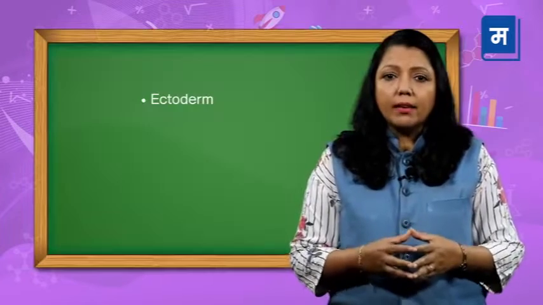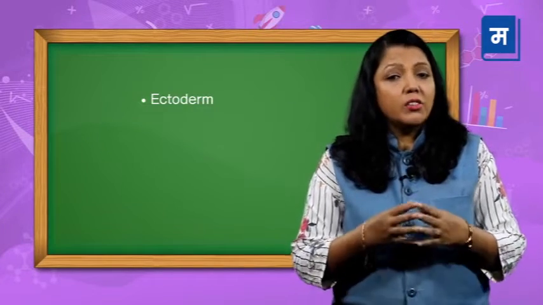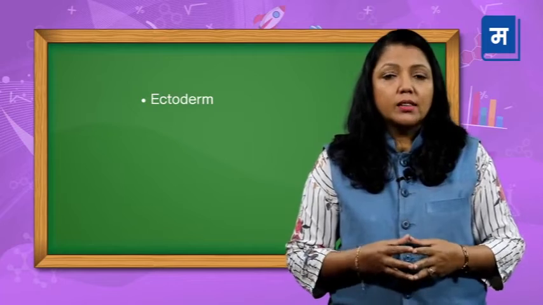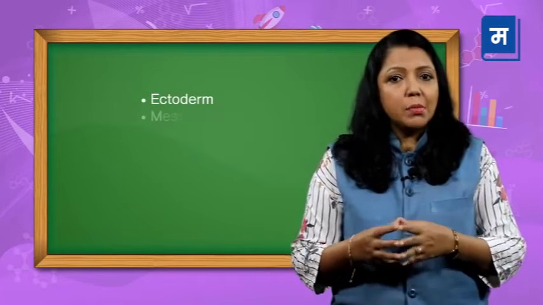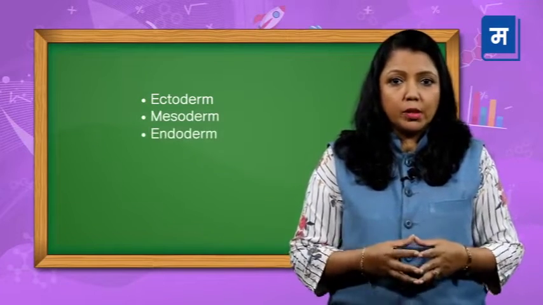Students, let's now revise about germinal layers. These are formed during initial period of their embryonic development. From these germ layers only, different tissues are formed in body. Animals like cnidarians have only two germ layers, that is endoderm and ectoderm. But in rest all animals, three germ layers are formed, that is ectoderm, mesoderm and endoderm.